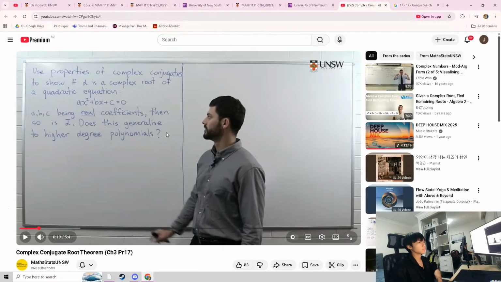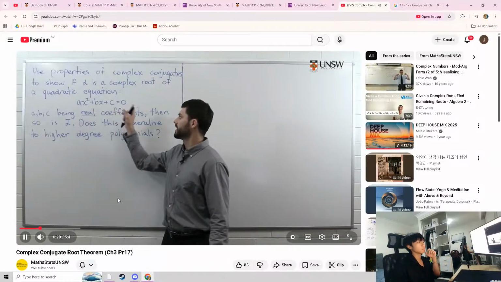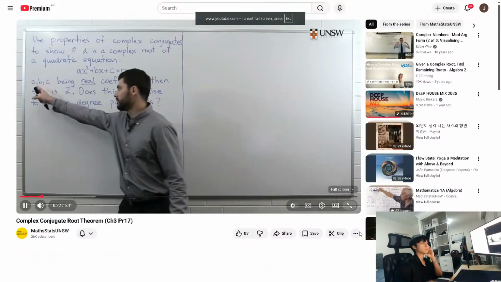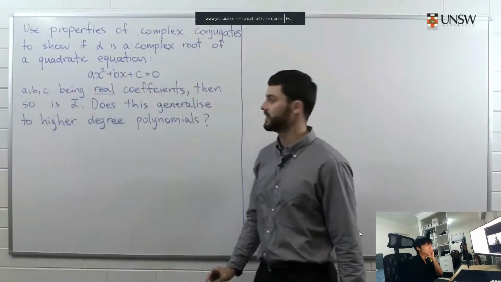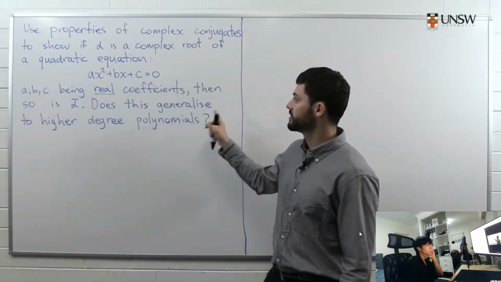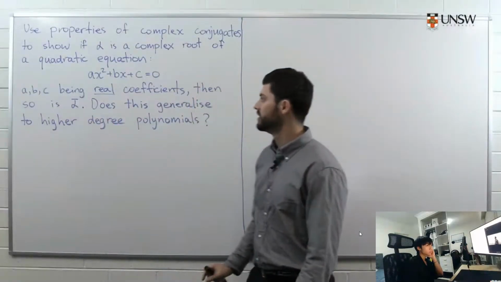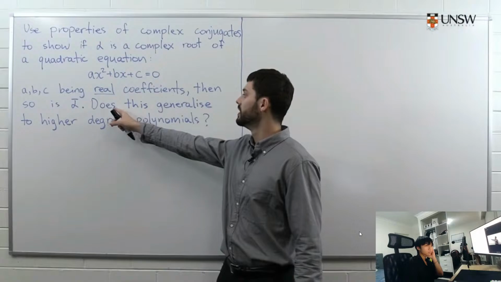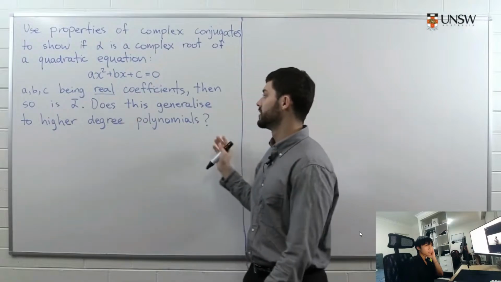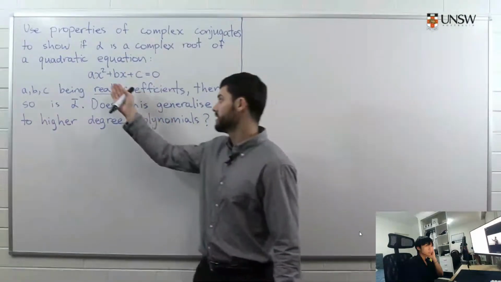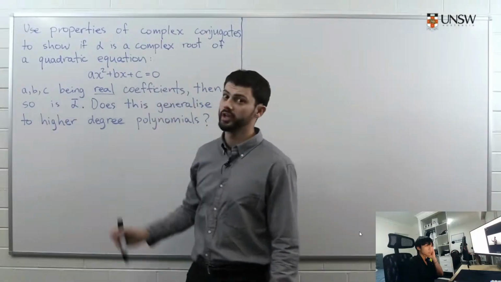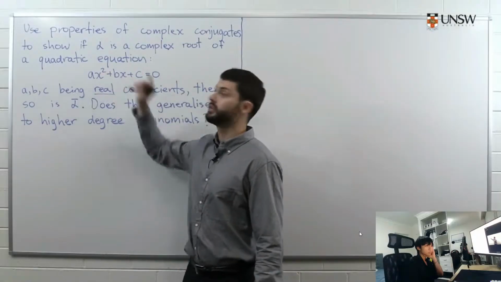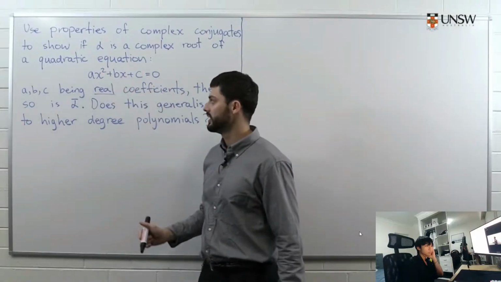Root of this quadratic equation with the coefficients a, b, and c being real, and that's going to be very important later. We're asked to show that the conjugate of alpha is also a root. And then we're asked another question, a follow-up question, whether this actually generalizes to higher degree polynomials. So in particular, is there something special about this being a quadratic equation? Would it work if there was a 3 here, for example? So we'll talk about that later.